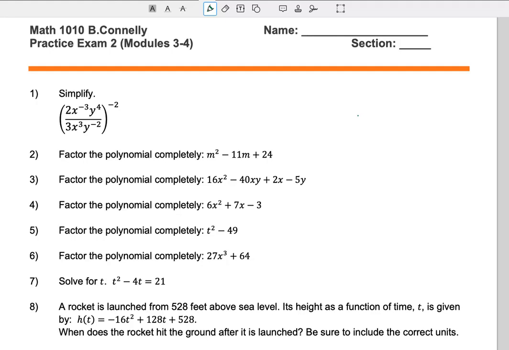All right, so on this little practice exam, it's kind of review for exam 2. Remember, exam 2 covers modules 3 and 4. And on this, we are going to do a ton of factoring. All right, factoring everywhere. You're going to have to factor on almost every single problem.